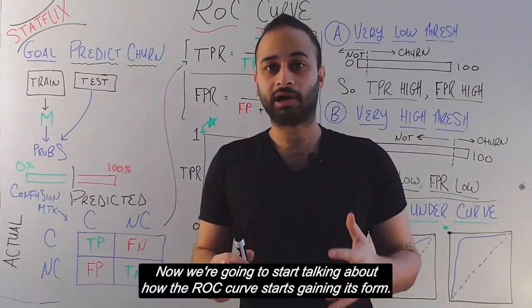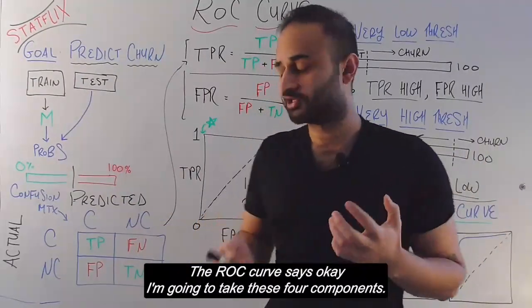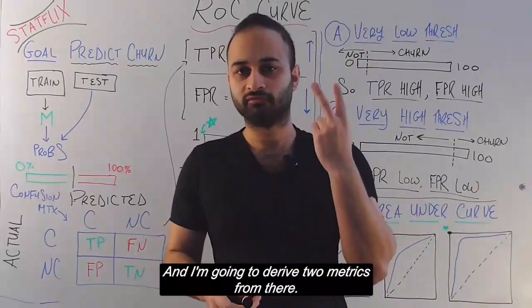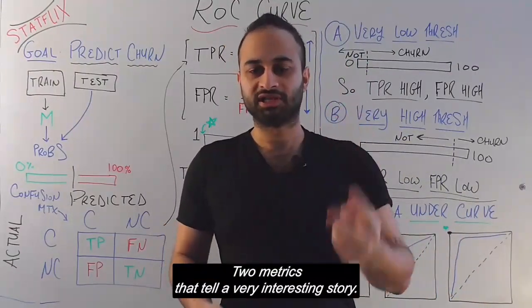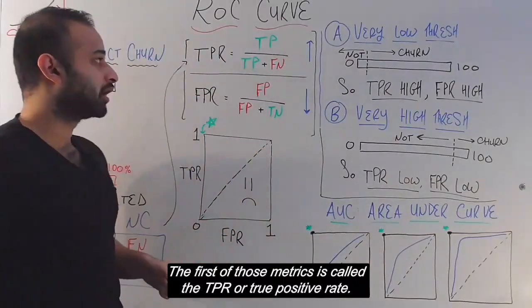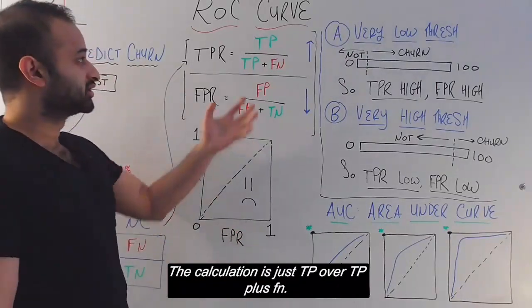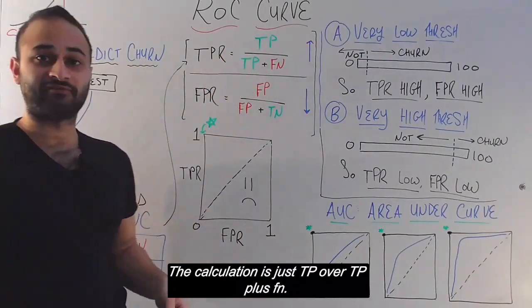Now we're going to start talking about how the ROC curve starts gaining its form. The ROC curve says, okay, I'm going to take these 4 components and derive 2 metrics from there. 2 metrics that tell a very interesting story. The first of those metrics is called the TPR, or true positive rate. And the calculation is pretty simple. The calculation is just TP over TP plus FN.